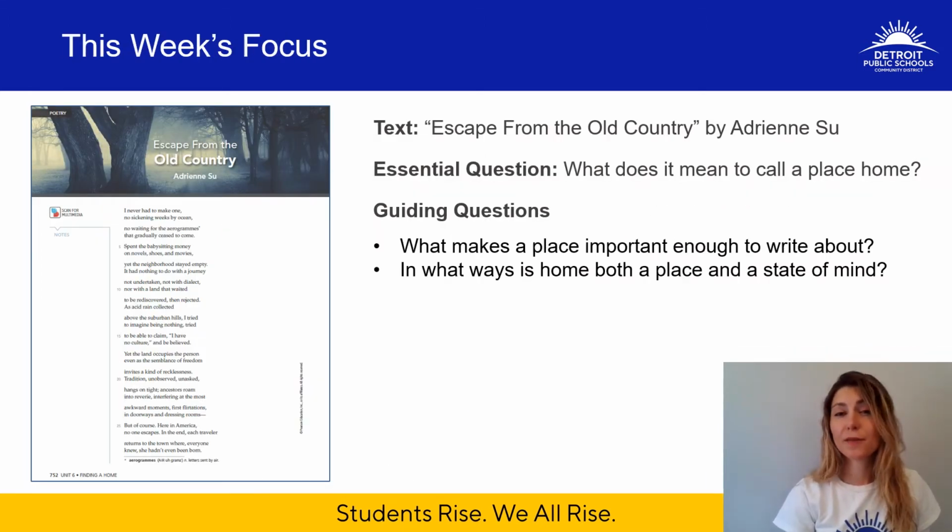Just to prime our thinking for this lesson and this week, note that we'll be reading one poem by Adrian Sue entitled Escape from the Old Country. Our essential question will be top of mind. What does it mean to call a place home? I think you'll feel that this one really resonates with this particular text. And our guiding questions. What makes a place important enough to write about? And the next one, in what ways is home both a place and state of mind? This one also is highly relevant to this poem. Keep these in mind as we begin our learning.